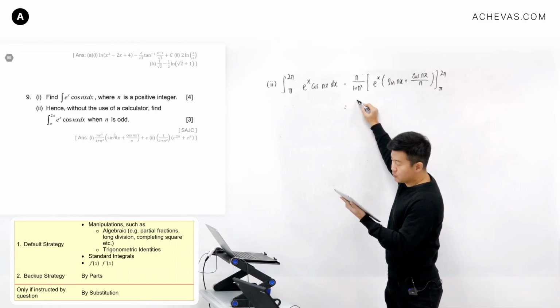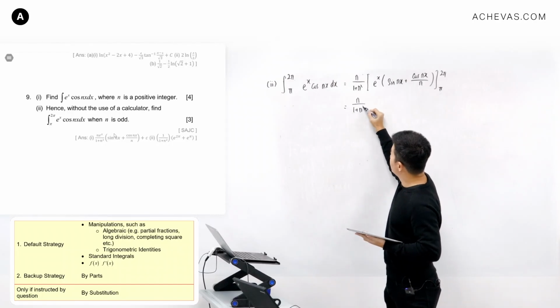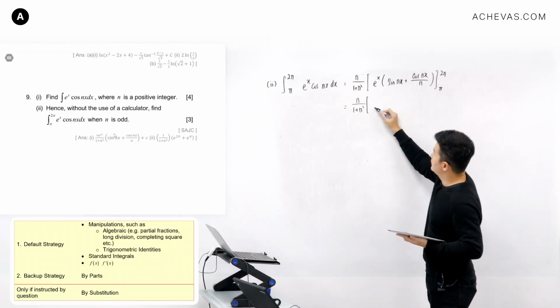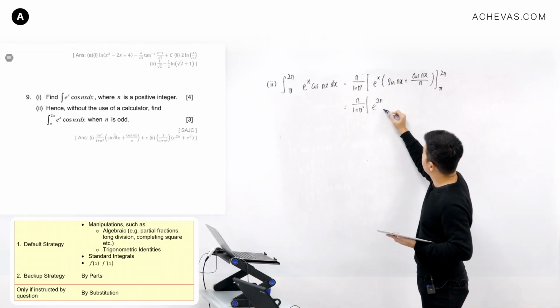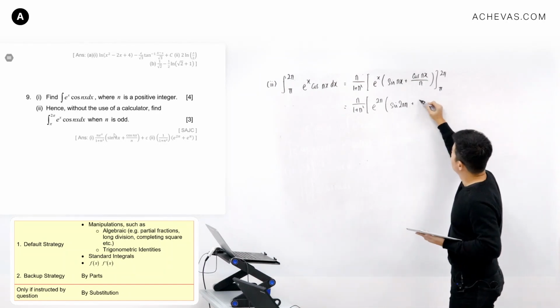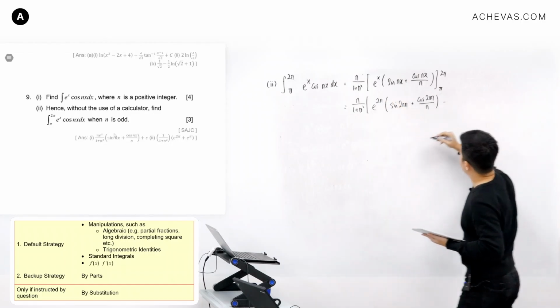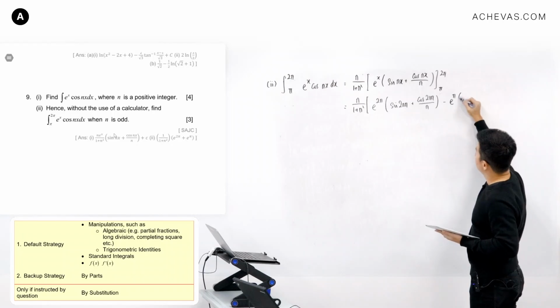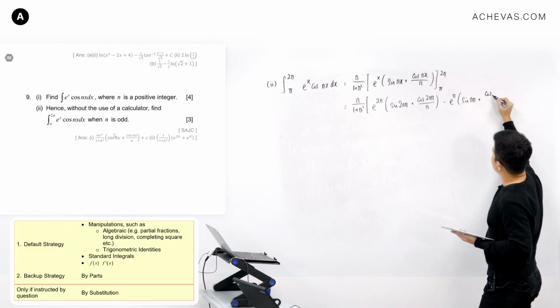So this is going to be equal to n over 1 plus n squared. And I'm going to substitute this in, so we have e to the power of 2 pi. Then sine of x is 2 pi, so we have 2n pi. Then plus cosine of 2n pi divided by n, minus substituting pi in, we have e to the power of pi. Then we have sine n pi plus cosine n pi divided by n.